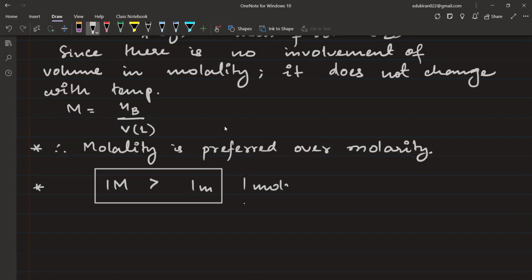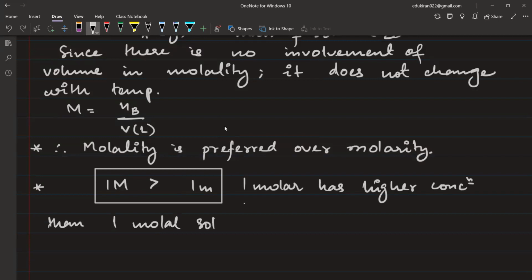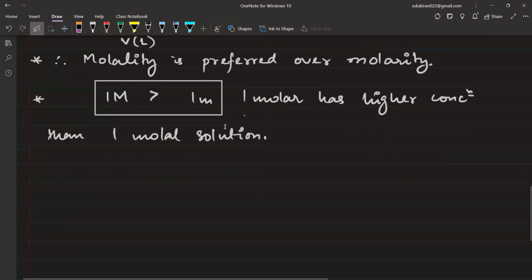We'll write: 1 molal solution has higher concentration than 1 molar solution. Okay. Now let us see why it has higher concentration.